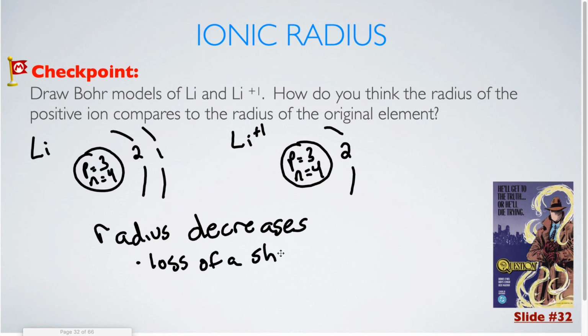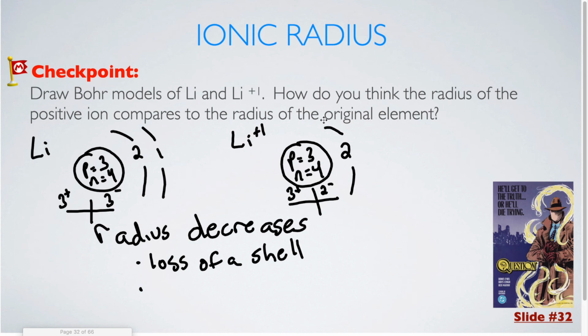But there is a secondary reason for this. If I consider this in terms of a tug of war, when I had this situation, I had 3 positives versus 3 negatives. So if we're playing a tug of war, the flag would be right in the middle. But here, we have 3 positives and only 2 negatives. The nucleus has a greater relative pull compared to the electrons outside.